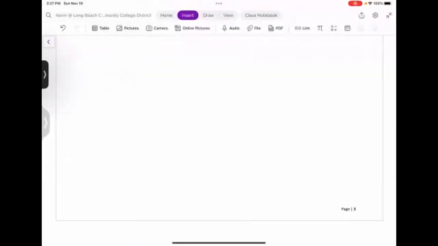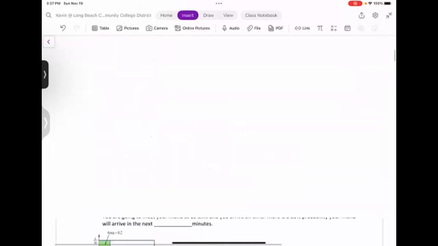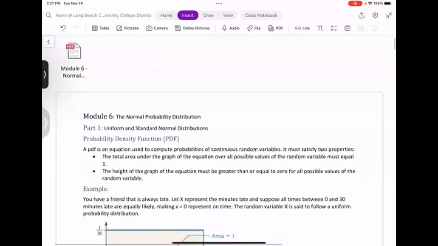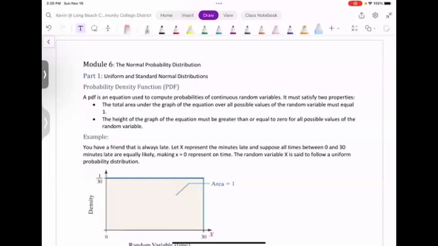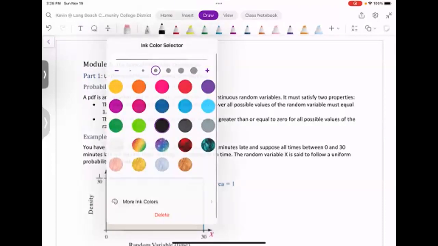Welcome back, everyone. We are starting chapter 6 today. And chapter 6 is our normal probability distribution. This is a big one. This is the beginning of us getting ready for chapter 8, which I keep mentioning is a really big one. So let's dive into it.